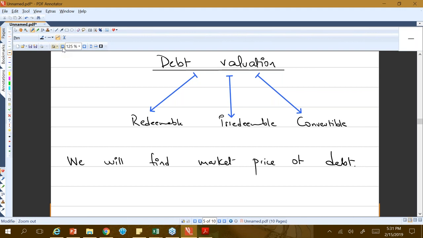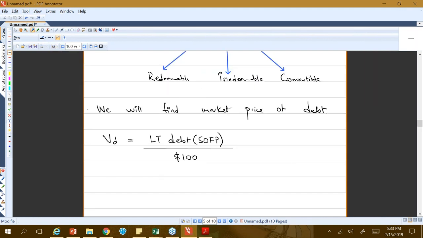So we saw the market price of debt calculation when we were trying to compute the value of the debt. And we said long-term debt from the SOFP divided by the par value of 100 into the market price of the debt.